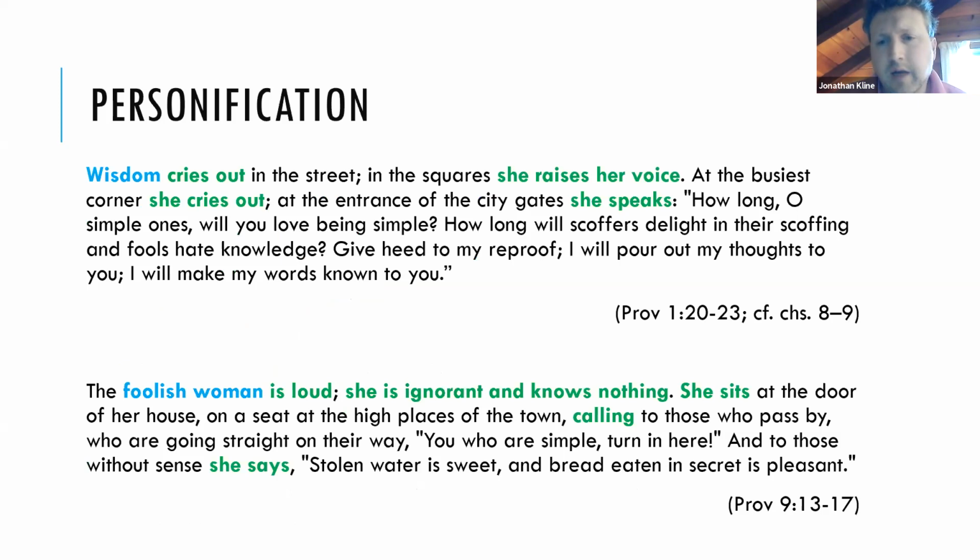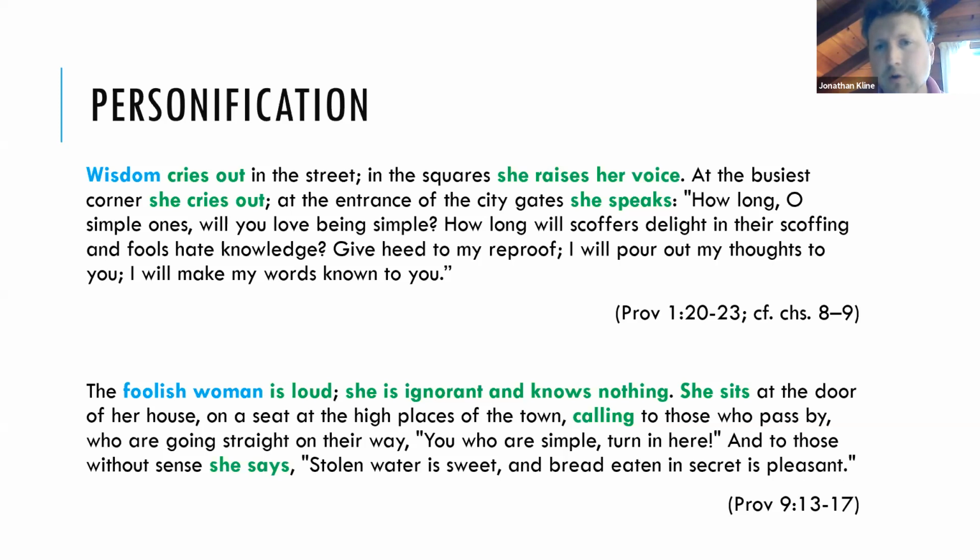The last thing I want to talk about under imagery is personification. Here, the most famous examples of personification are where you get Lady Wisdom and Lady Folly in the first chapters of Proverbs. In chapter 1, wisdom cries out in the street, in the square she raises her voice, at the busiest corner she cries out, at the entrance of the city gate she speaks. And so here, wisdom is a non-human entity that's given human characteristics. So that's what personification is.